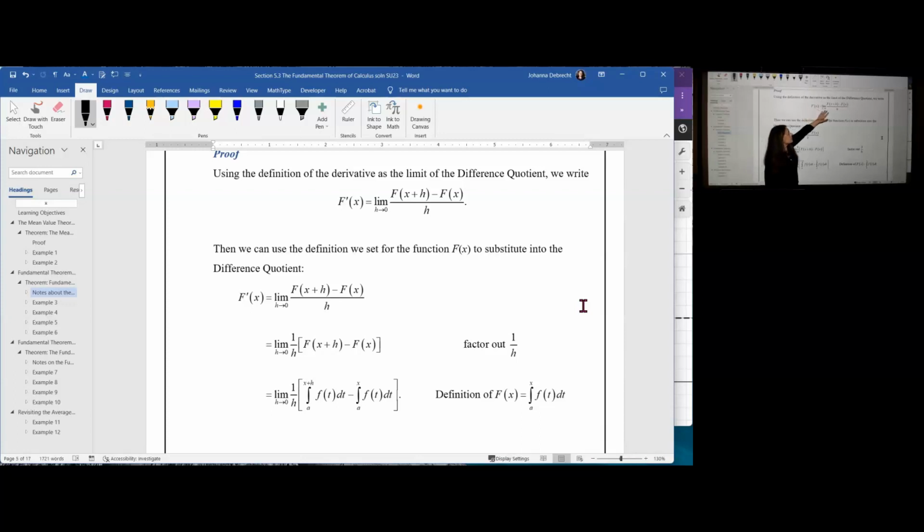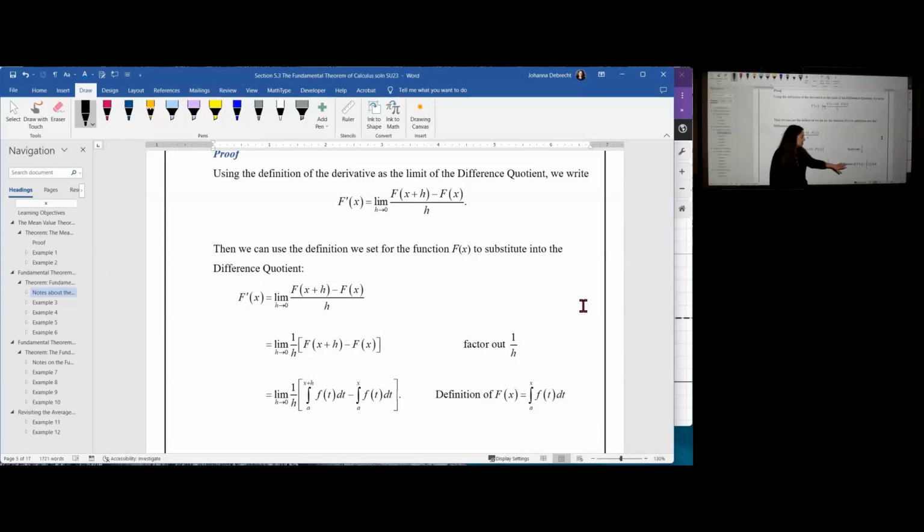When we take the derivative, we can use the x plus h format to write it as the limit as h goes to 0 of uppercase F of x plus h minus F of x, all divided by h, way back to chapter 3. Then we can use the definition that we set for that function F of x. The first thing we do is factor out the 1 over h. That gives us F of x plus h minus F of x inside parentheses.